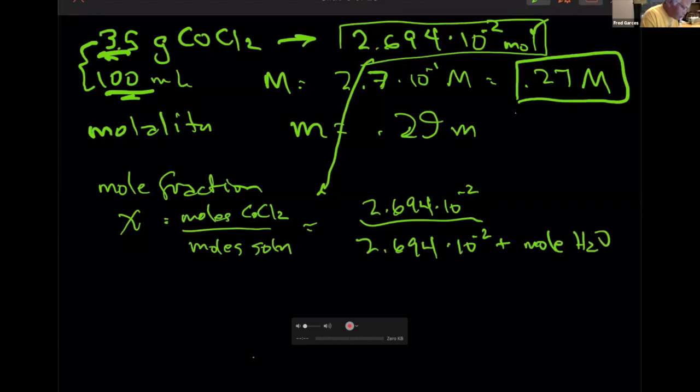We don't know the moles of the water, but we certainly know the mass of the water, which was 91.5 grams of water. That was the mass we calculated, because remember the mass of the solution is 95 grams, and the mass of cobalt chloride is 3.5. So when you take 95 and subtract 3.5, you get 91.5 grams of water. All we got to do now is use the molar mass of water, which is 18.0 grams per mole, and that'll give us the moles of the water. So let me go ahead and do that in my calculator.